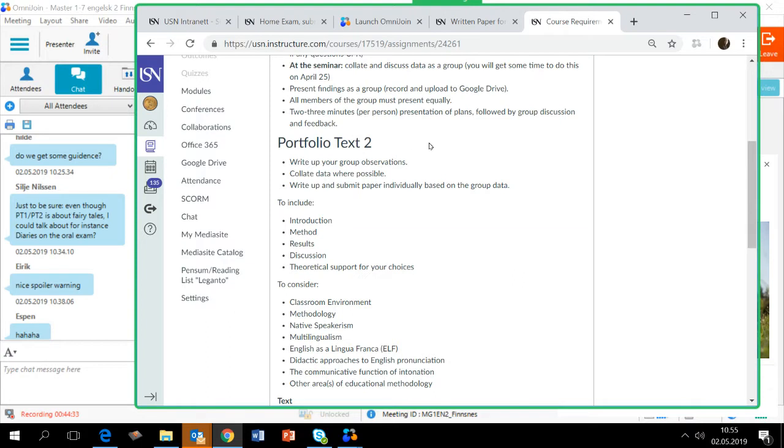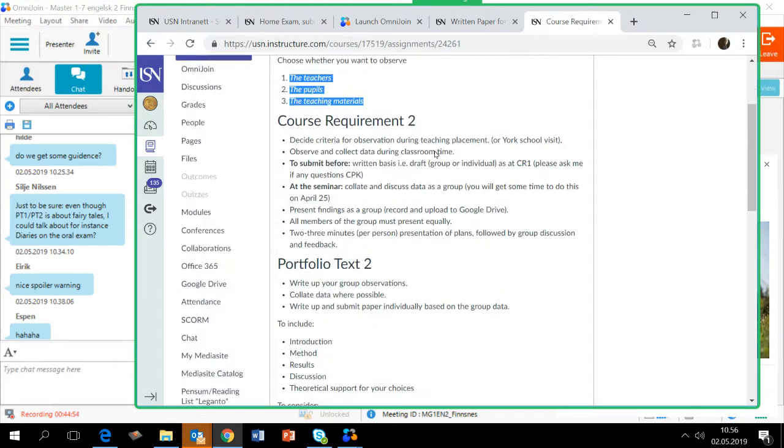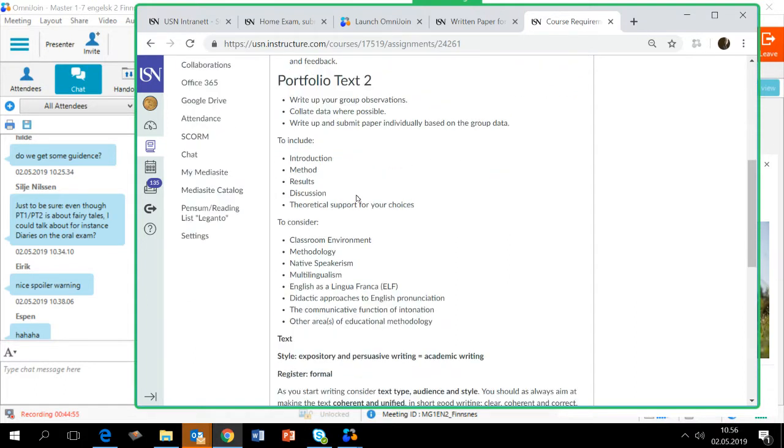Then that leaves you with: write up your group observations, collate data where possible, write up, submit the paper individually based on the group data. So the invitation there was to observe. You could focus on one of three. You could focus on all three and divide any discussion naturally into those areas.